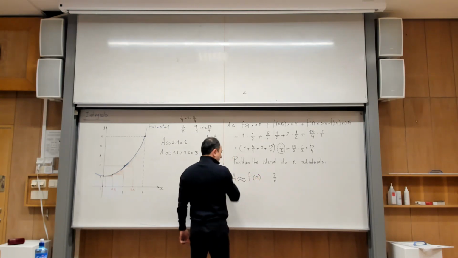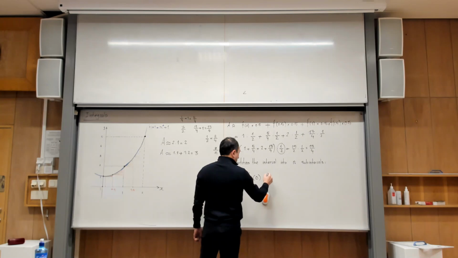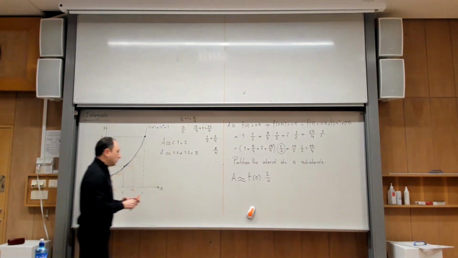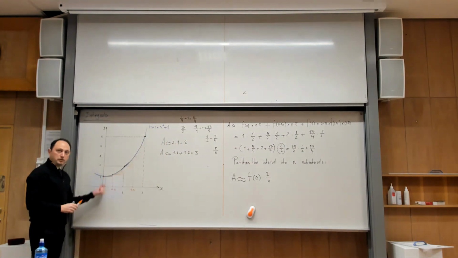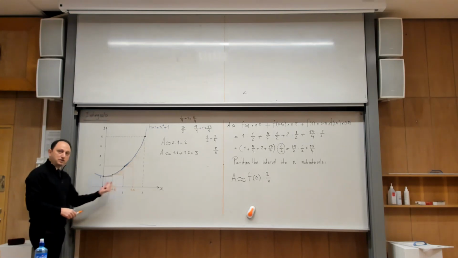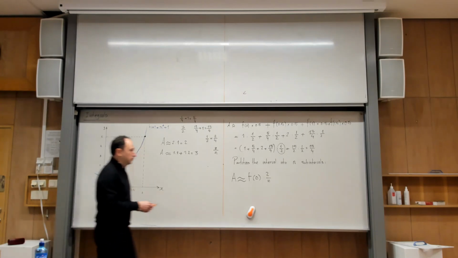Let me write it in this way: f of 0 multiplied by 2 over n. Do you agree that this would be the area of the first very narrow rectangle? Yes or no? Okay, now tell me what is the area of the next rectangle. Tell me what is the width of the next rectangle. It's still 2 over n. So the width is still 2 over n.